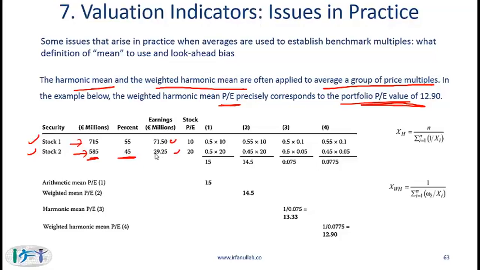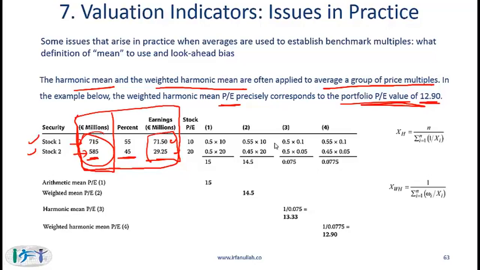So if you take the whole portfolio 1 and 2, what should the PE of this portfolio be? It should be the sum of the earnings numbers, 71.5 plus 29.25. So collectively this will represent the total earnings. The total price is essentially the total market cap, 715 plus 585. So if you add these two numbers and divide by the total earnings number, you will get 12.9. If you want, you can pause the video and make sure that you get that number.